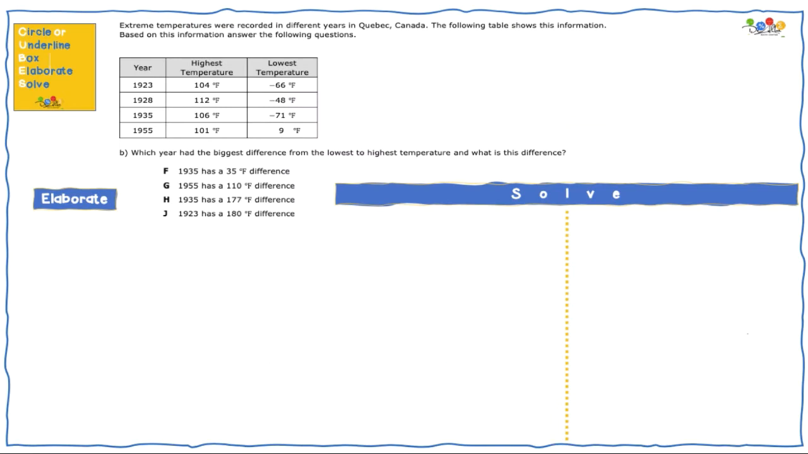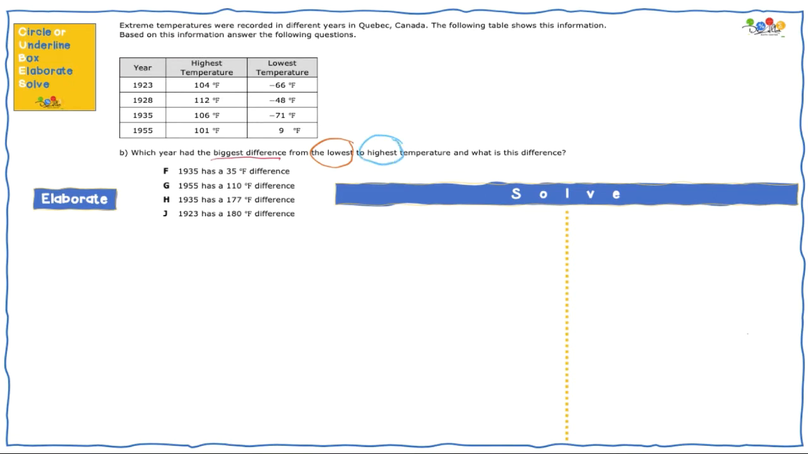Awesome. Okay, so the table and the information on top is the same, so we're going to focus on the section below. I'm going to check this information, and it says which year had the biggest difference. I'm going to underline that: which year had the biggest difference from the lowest. I'm going to put that in orange, from the lowest to highest, and on that one I'm going to put 2.